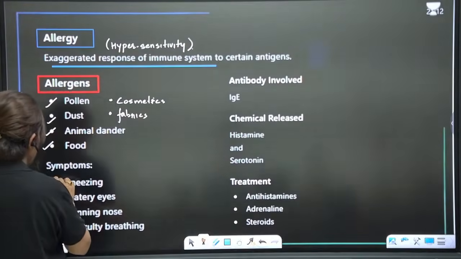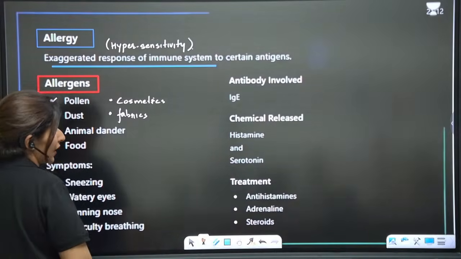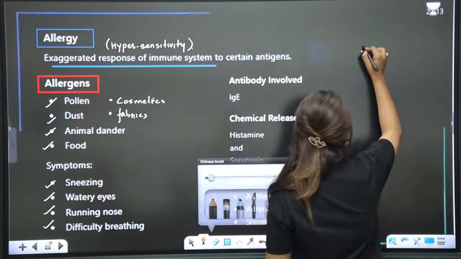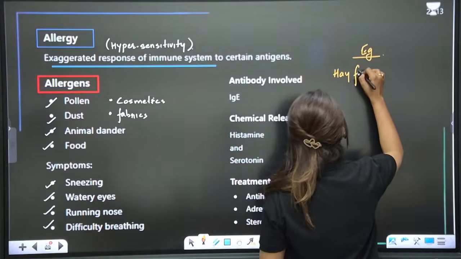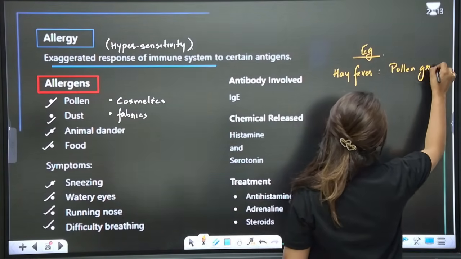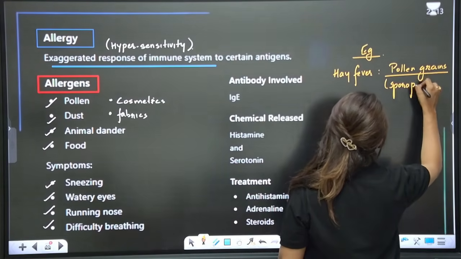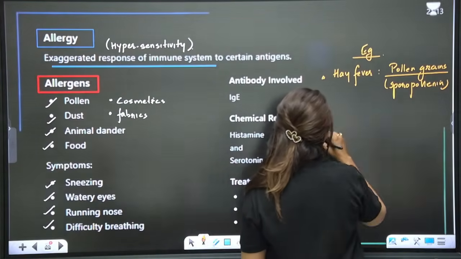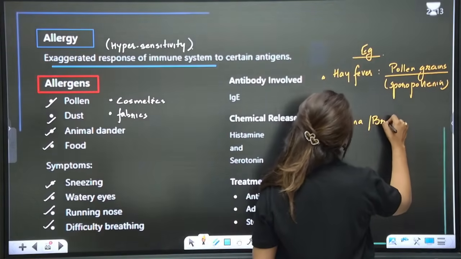Clear? What are the symptoms? Sneezing, watering eyes, running nose, difficulty breathing, and it can also be fatal, right? So for example, we have hay fever. In hay fever, we are allergic towards pollen grains. Why? Because pollen grains contain a protein called sporopollenin, and some people are allergic towards that. Hay fever. Clear? Then we have bronchitis and asthma, we have read about them.